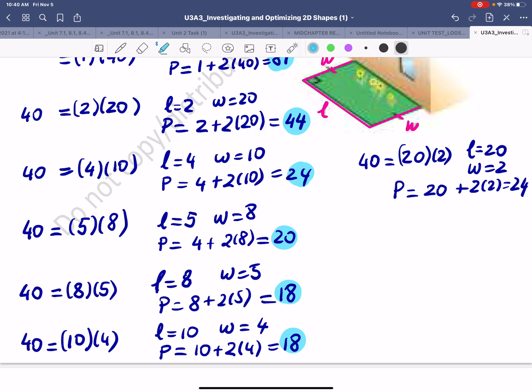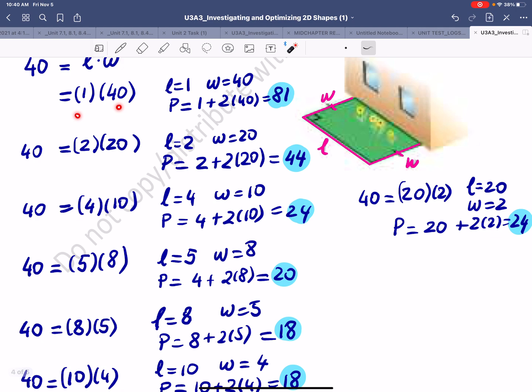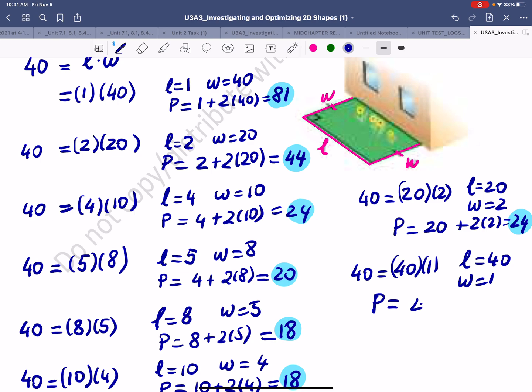So as you can see, this time the perimeter increased. So the perimeter decreased, it remained constant, and then increased again. So if I continue using the same values like 40 and 1, and we can try that, there is no harm to it. So let the length be 40 and the width be 1, then the perimeter will be 40 plus 2 times 1, twice the width, or 42. So as you can see, the perimeter is increasing now.